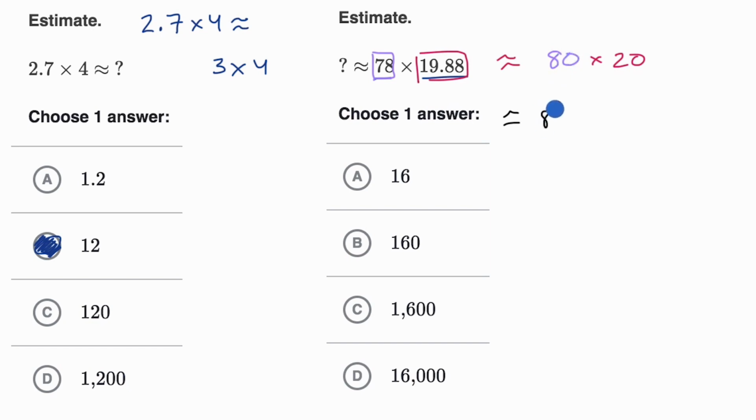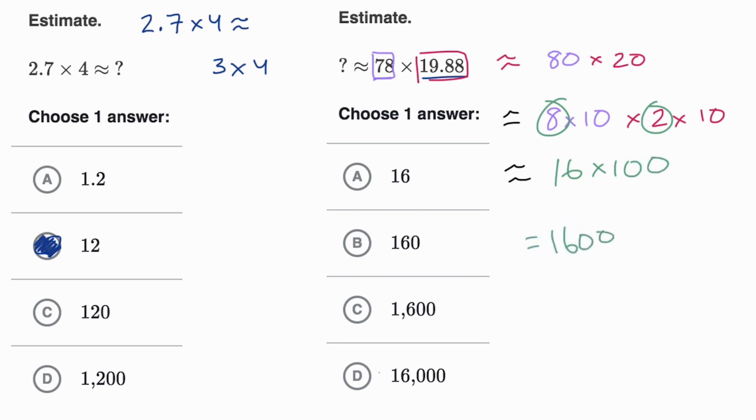So 80 is the same thing as 8 times 10. Let me do that in that purple color so you can see it. So this is the same thing as 8 times 10 times 2 times 10, which we could then write. This is going to be 8 times 2, which is 16. So the 8 and the 2, you get 16 times 10 times 10 is times 100. So this should be 1600, which is this choice right over here.